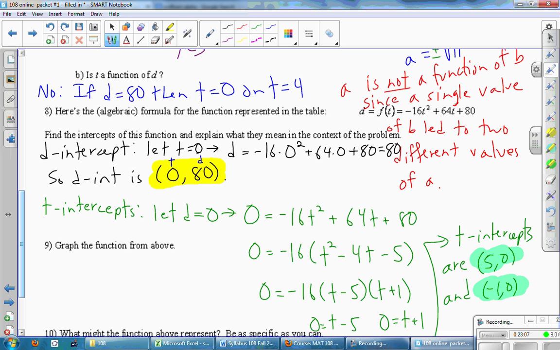Okay, finding the t-intercepts is quite a bit more complicated. The process is the same. Let the other variable equal 0. So we'll let d equal 0 in this equation. So this becomes 0, and then we copy all of that. We've done that there. And now the goal is to solve this equation. It's a lot harder to do.